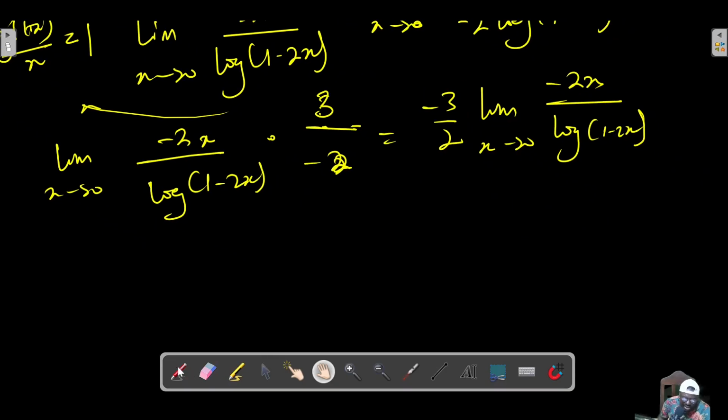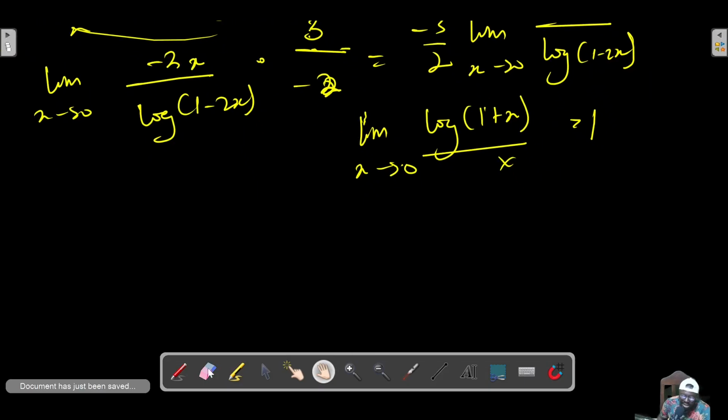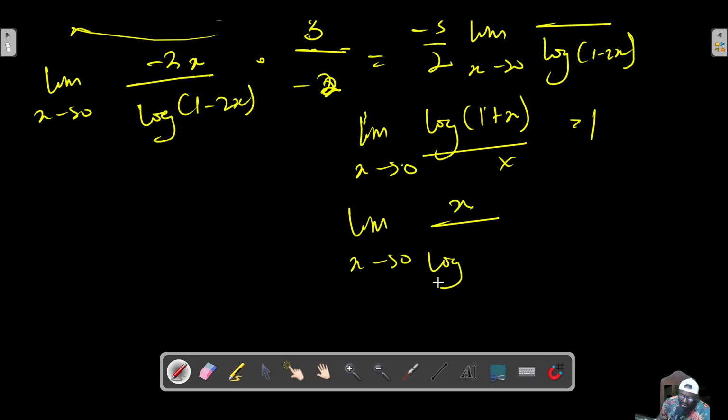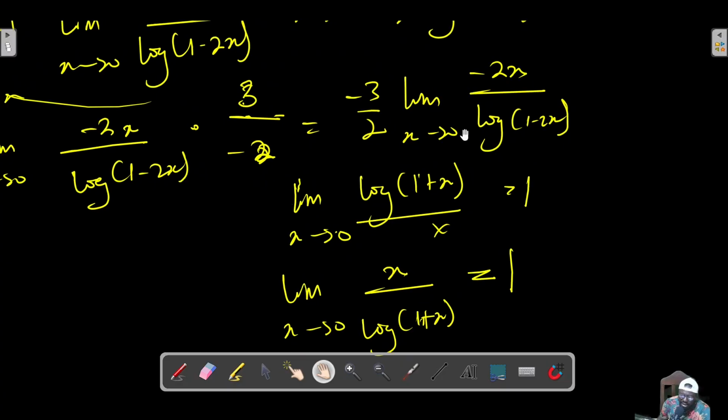So there's not anything for you to be confused. Listen. We already know that the limit as x approaches 0 of log(1 + x) all over x gives you 1. Then similarly, if you invert it, you're also going to get the same thing. So x over log(1 + x) will also be equal to 1. That is what I'm applying here.